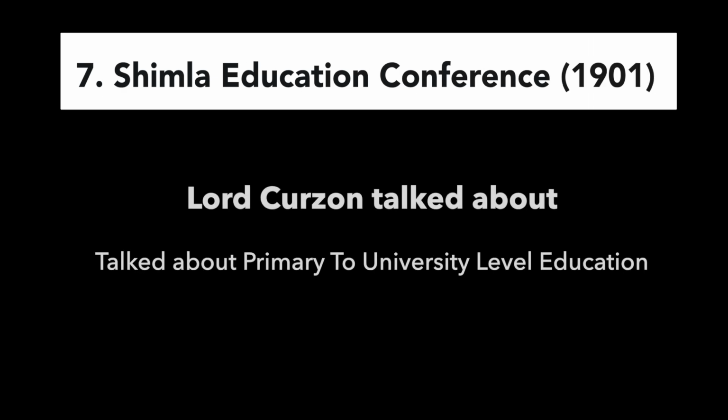Alright, moving forward, we have 1901 Lord Curzon, that led to the Shimla Education Conference in 1901. The focus was on primary to university level education. Everything is included in this. This is not a dedicated conference for a particular section of the Indian education system. It includes all primary, secondary, everything primary to university level. So you don't have to remember anything in that, but simply remember these 1 or 2 points.